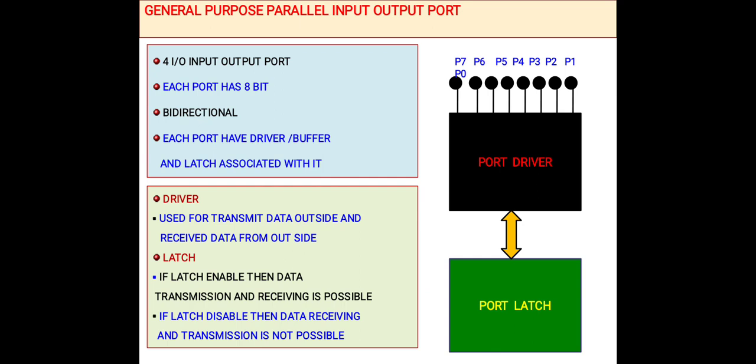Each port has a driver, also called buffer, and a latch associated with it. Latch or driver is used for transmitting data outside or receiving data from outside. Latch is used to control external environment for data transmission and reception. How is it controlled? If latch is enabled, then data transmission and reception is possible. If latch is disabled, then data transmission and receiving is not possible.